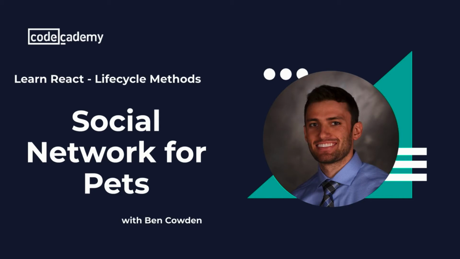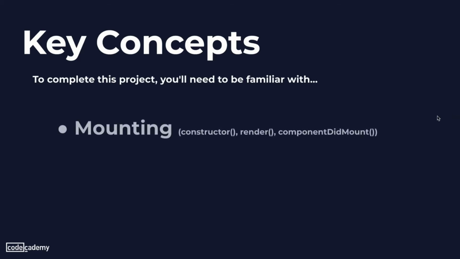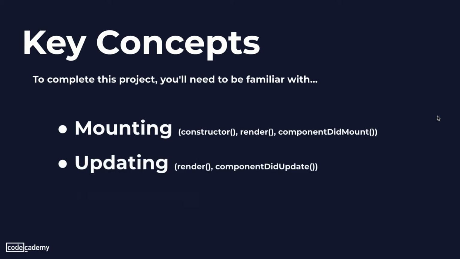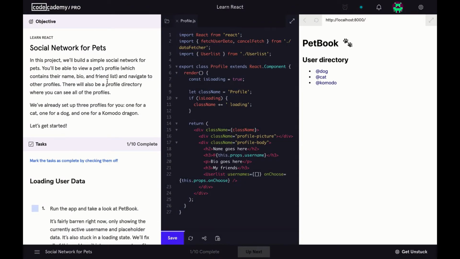I'm a developer from Chicago, and in this video, I'm going to be walking you through a project called Social Network for Pets. In this video, we're going to be working with the three major phases of a component's lifecycle, as well as the lifecycle methods that are associated with each one. These three major phases include mounting, updating, and unmounting. Alright, so let's take a closer look at the project description.